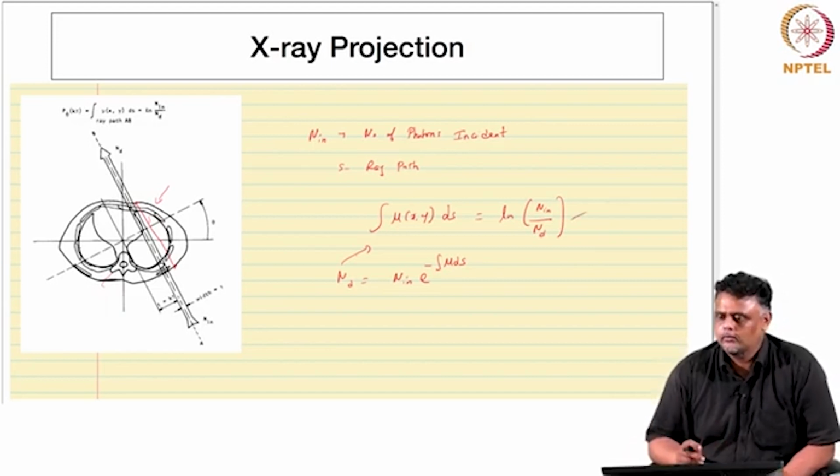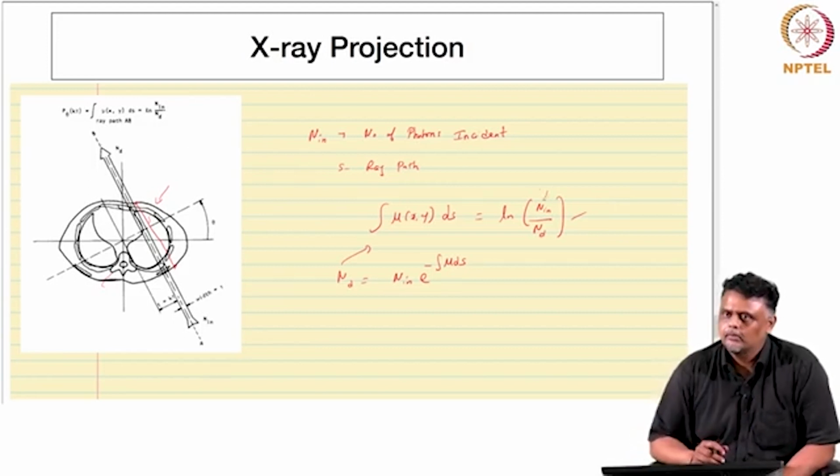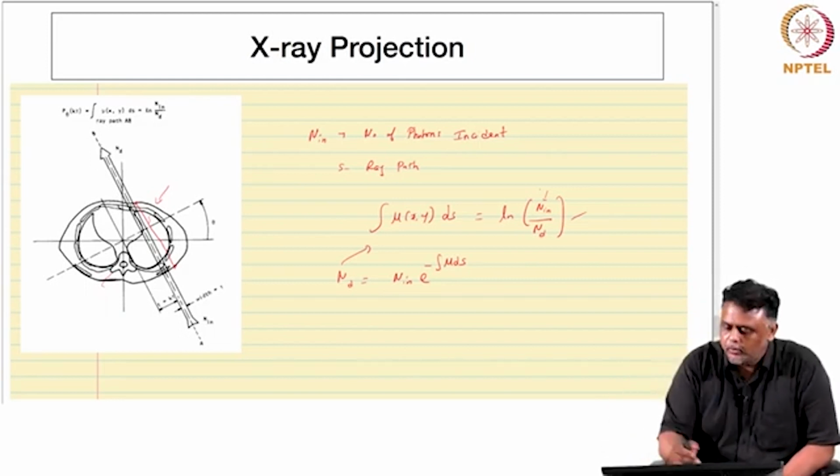In case you do not know N0, because we do not know, right, because it is always the attenuated beam that we measure. But you can always do a measurement a priori, or have one or two detector cells outside of the field of view, so that you can get that number, okay. So, this is how projections are measured.